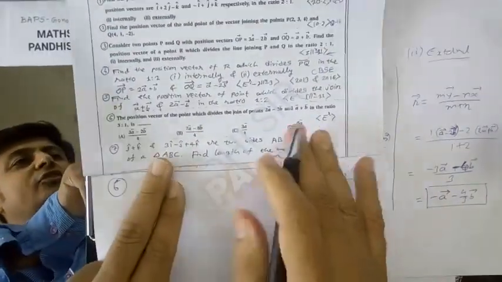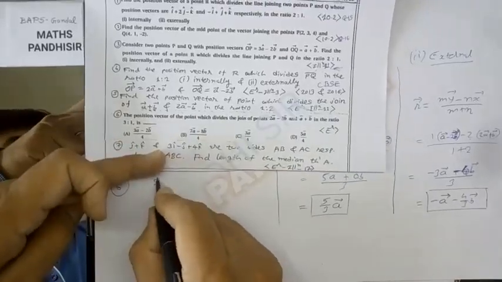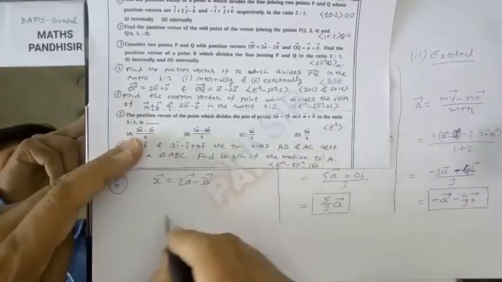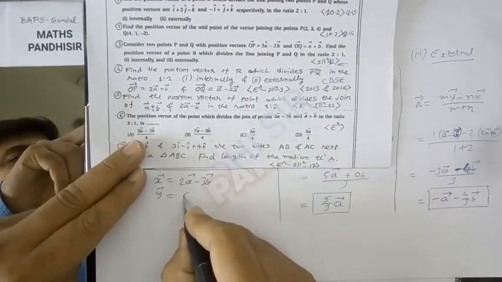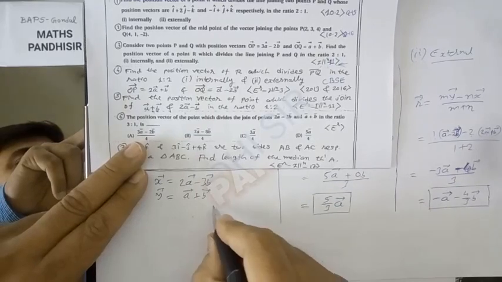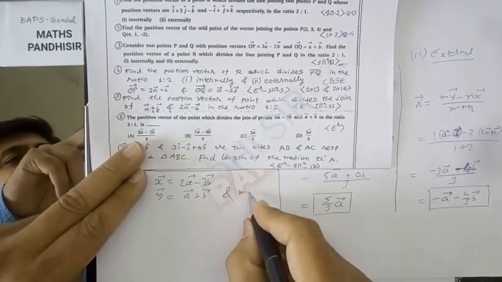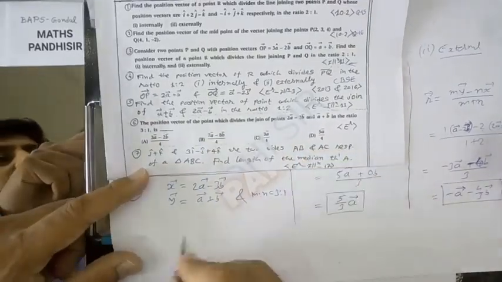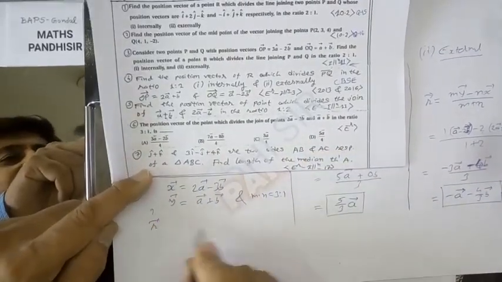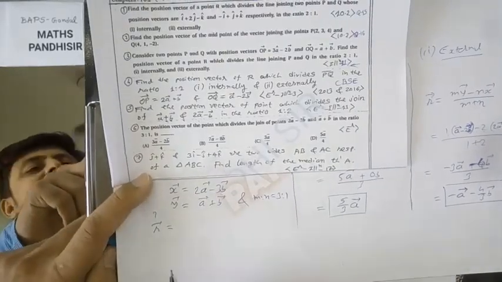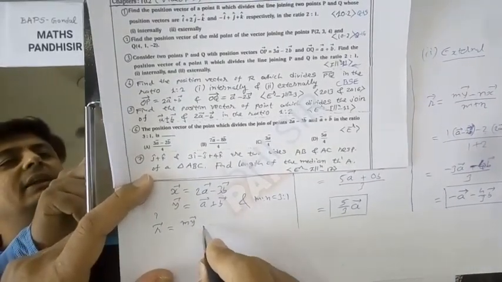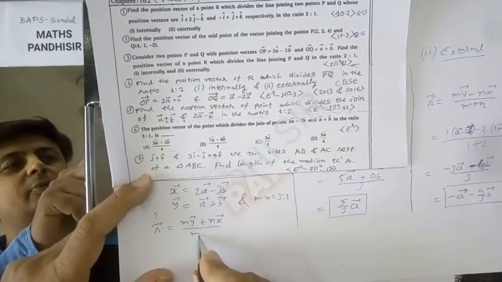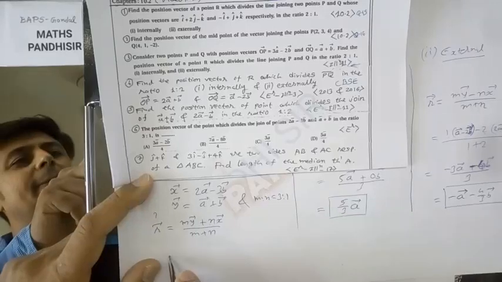Okay, so first point is x, that is 2a minus 3b. Second point is y, that is a plus b vector, and the ratio m:n is 3:1. So you will write all these things: position vector of dividing point R is what? M, last point, terminating point, plus n, first point, initial point, and m and n are 3:1.